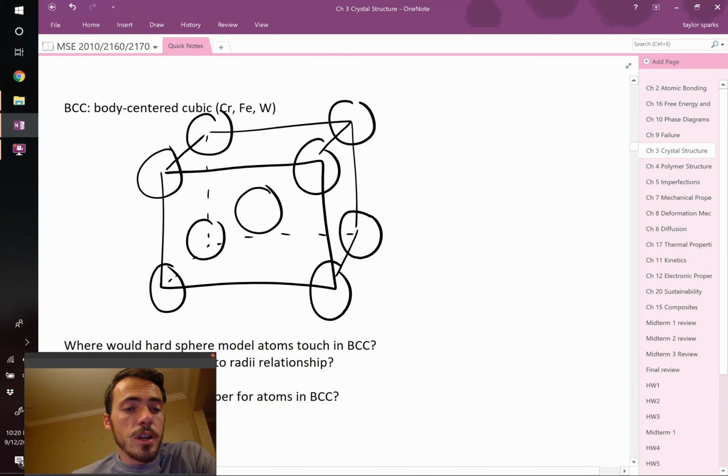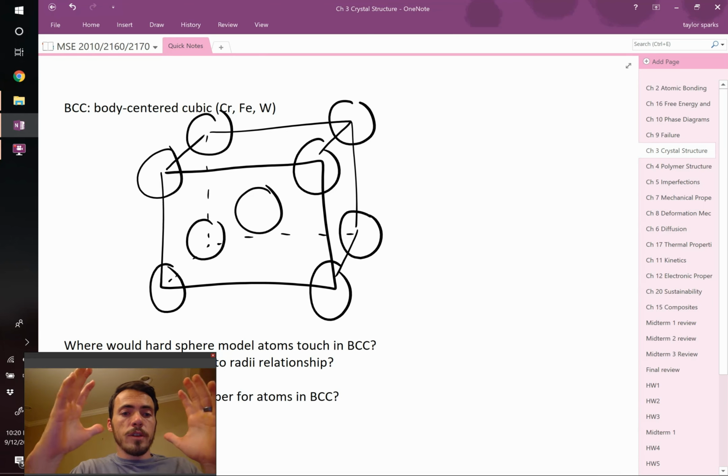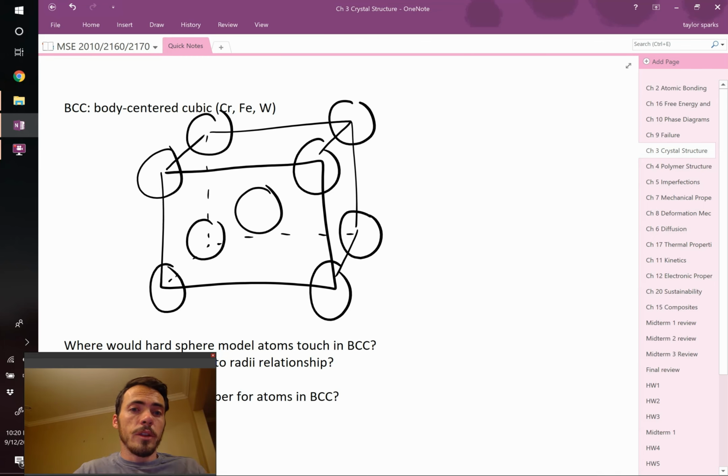And just like before, the way that I've drawn it right now is not touching, but in a real material, since these are metals, all of those atoms are going to shrink down until the hard sphere model, where they're touching one another. So go ahead and turn to your neighbor and say, where are they going to touch in this crystal structure?